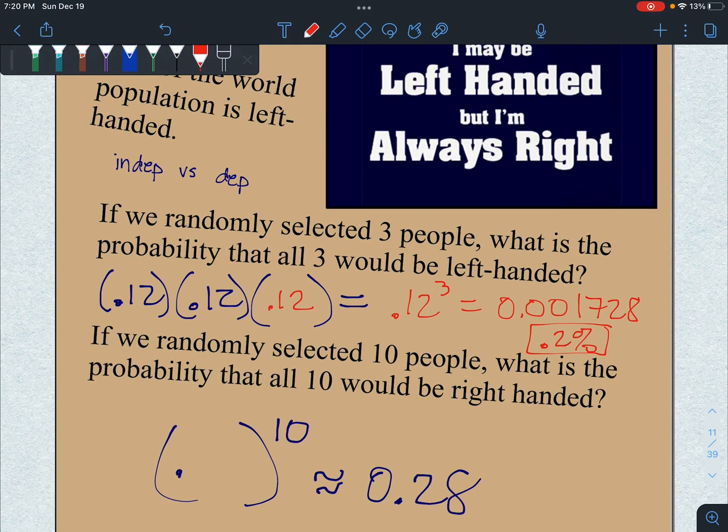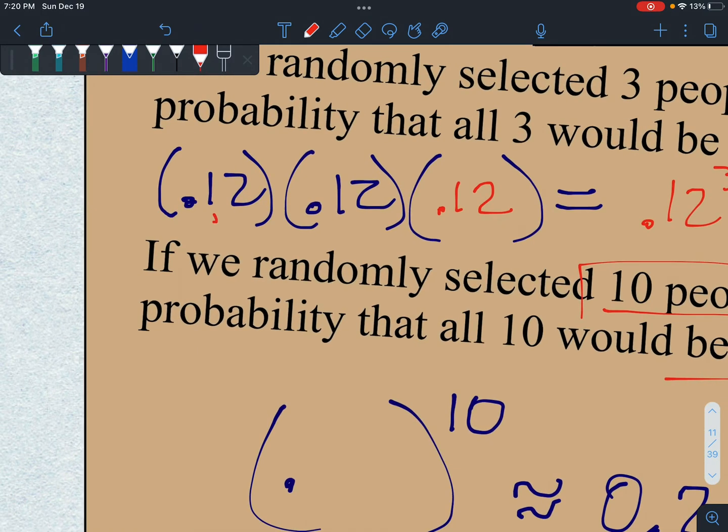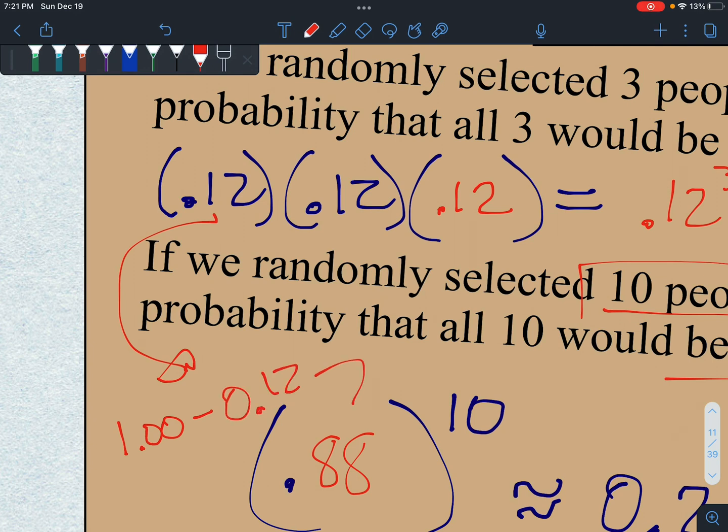Well, what if I pick 10 random people now, and what are the chances that they're all right-handed? Well, if 12% of the people are left-handed, then right-handed would be 88. And where did I get that? Well, if you take 1 minus 0.12, that's going to give me the 88%.